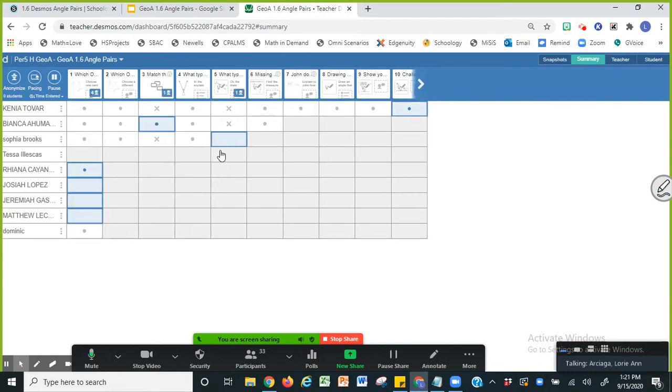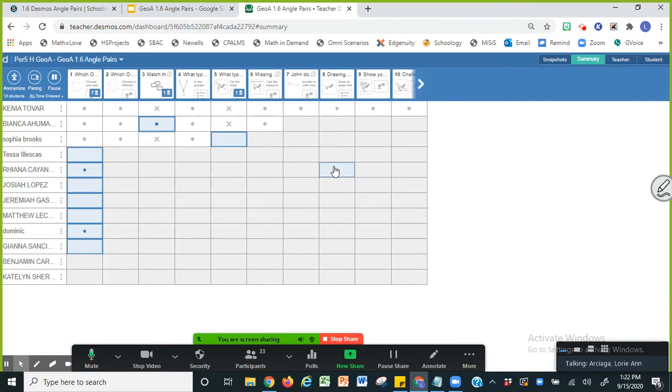And I can see Kenya, Bianca, Sophia, Tessa, Rihanna, Josiah, Jeremiah, Matthew, and Dominic are already in it. And you guys are already in slide 10? Okay. Make sure though that you get the slides right, okay? Because as you can see on my screen right now, it's showing me whether you get it right by giving me a dot, or if you're getting it wrong, you see an X.